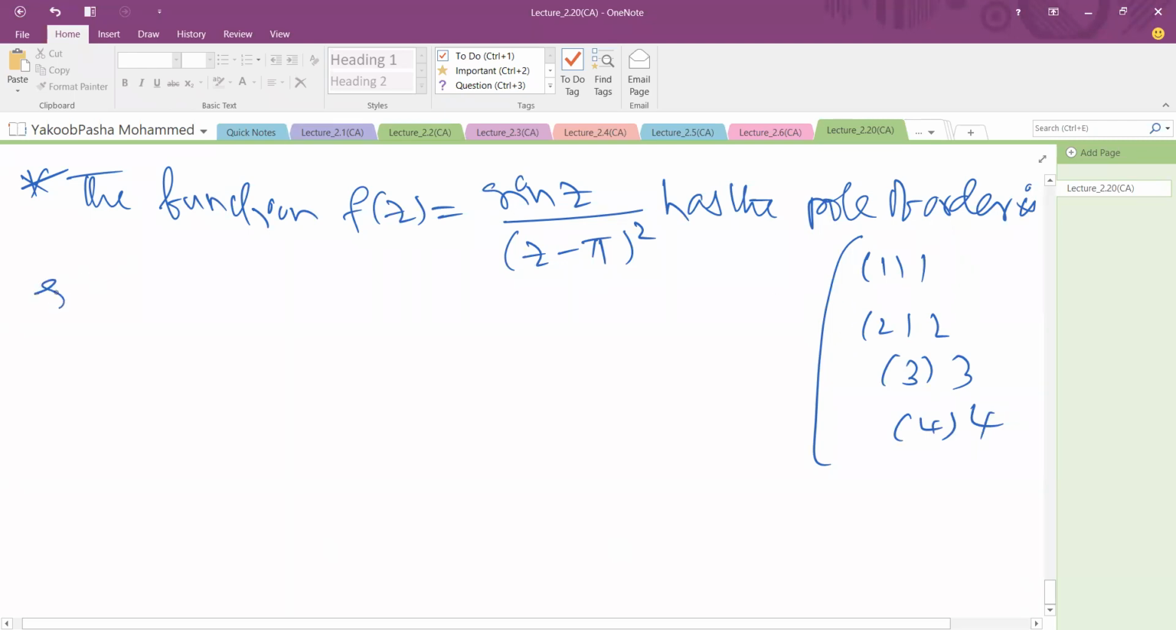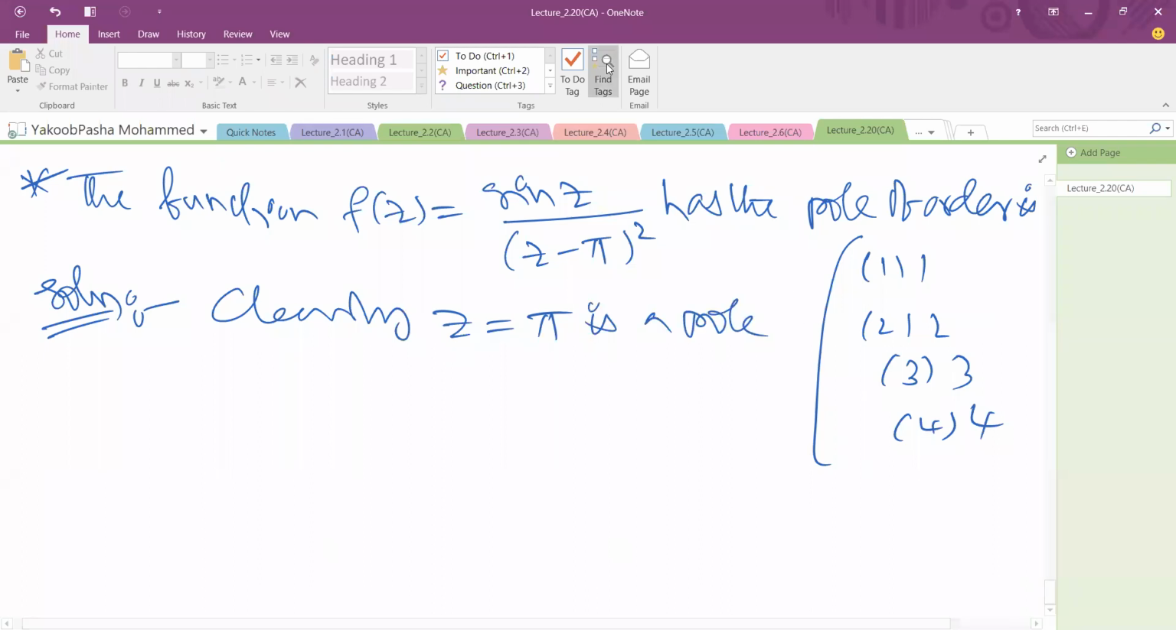So clearly we can observe the function for singularities. Clearly we can observe z minus pi whole square equal to 0 means z is equal to pi is a pole of order 2. Okay, what was asked is the pole of order, so order 2 directly we can say.